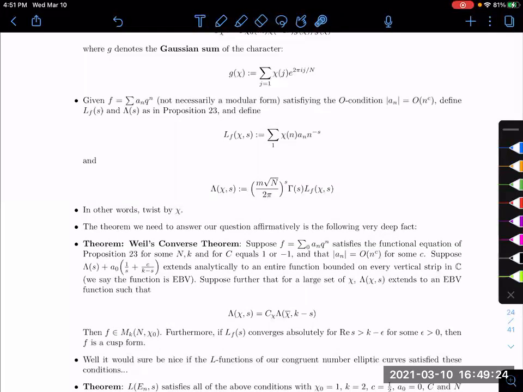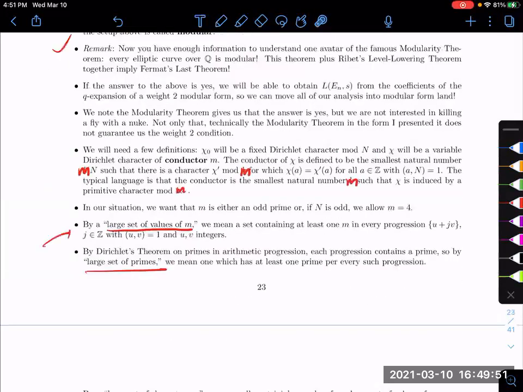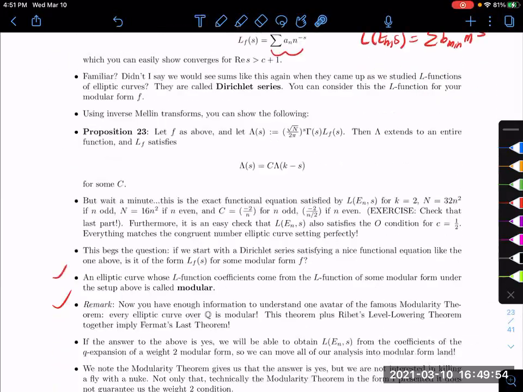I'm going to introduce the notion of the L function of f twisted by the character chi, and it's not hard. I just take the L function of f and I twist all the coefficients by chi evaluated in n. Okay, and n is my summation index. And then I'm going to define capital lambda twisted by chi in a similar way. It's going to be almost the exact same thing as capital lambda was up here.